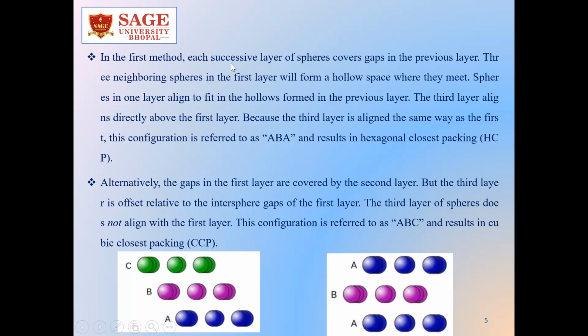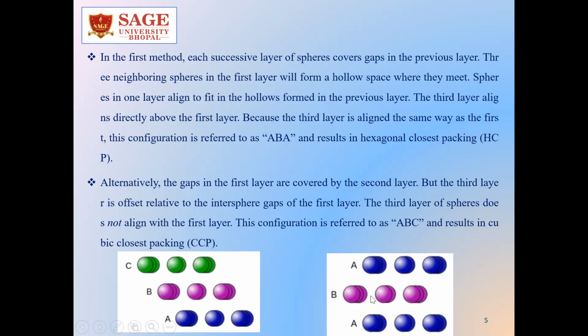In the first method, each successive layer of spheres covers gaps in the previous layer. Three neighboring spheres in the first layer will form a hollow space where they meet. Spheres in one layer align to fit in the hollows formed in the previous layer. The third layer aligns directly above the first layer because the third layer is aligned the same way as the first. This configuration is referred to as ABA and results in hexagonal close packing, that is HCP.